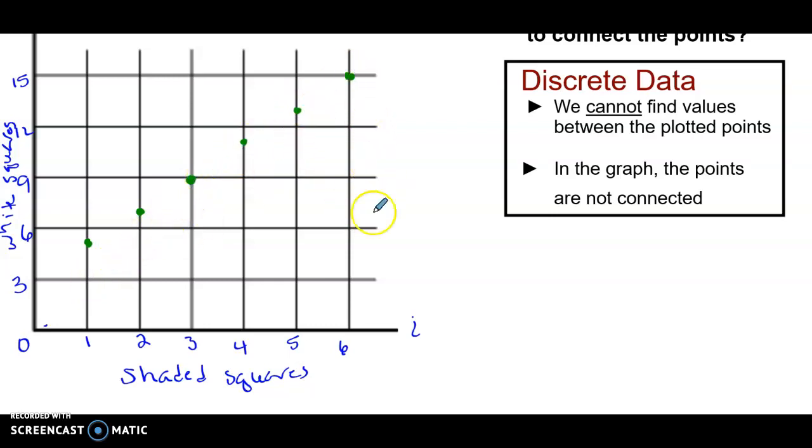So I can look at those points and say my graph is linear. And then the question is, do you connect the points? Well, this is discrete data. It doesn't make sense to find 0.5 shaded squares in my diagram. I either have a shaded square or I don't. So in this case, we leave our points unconnected.